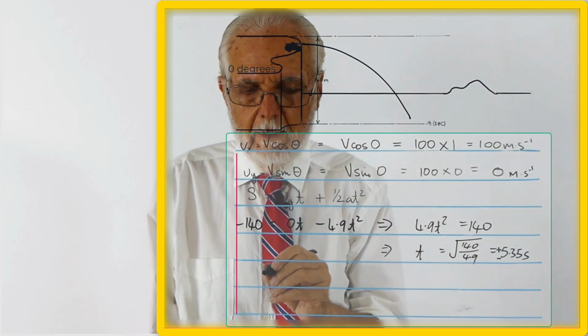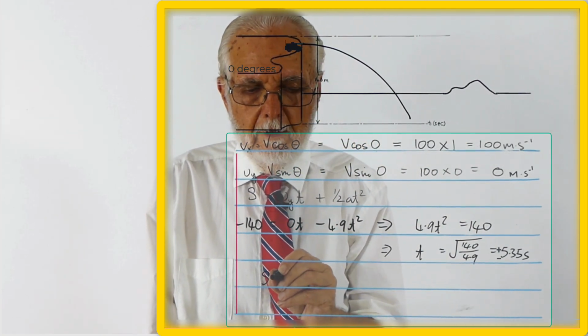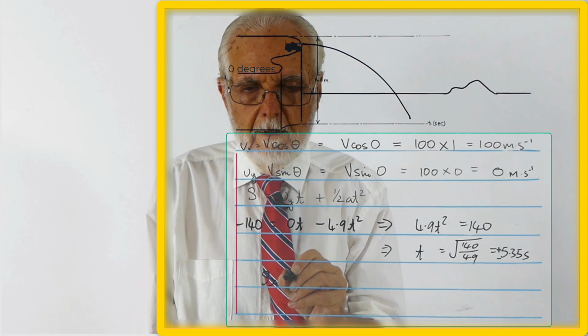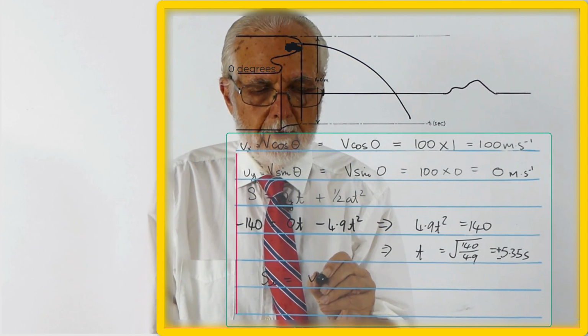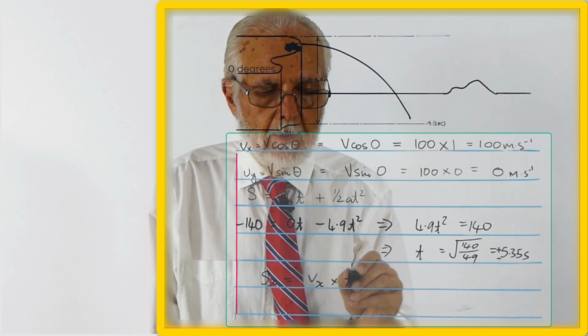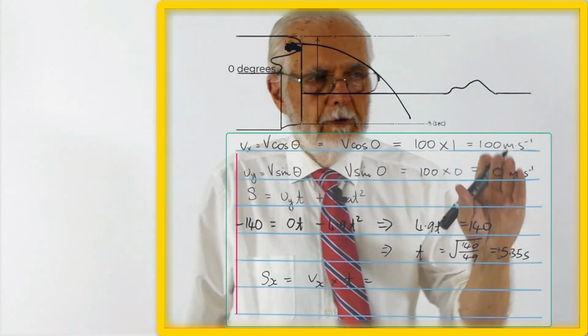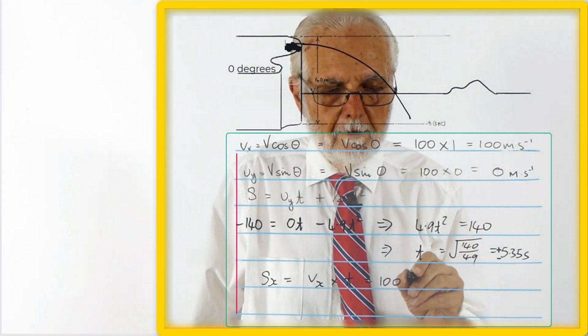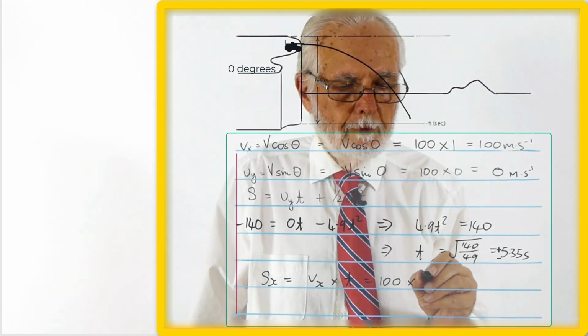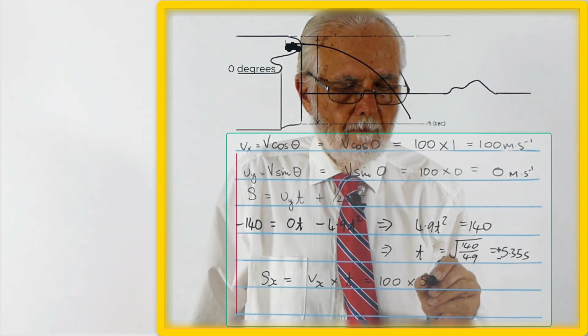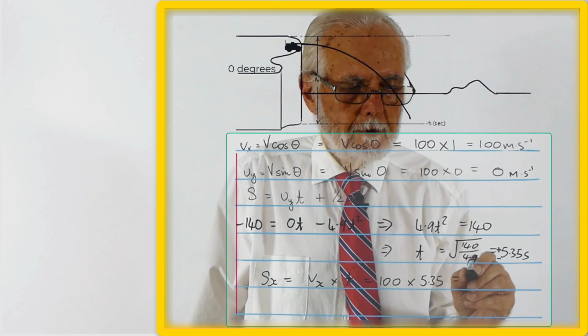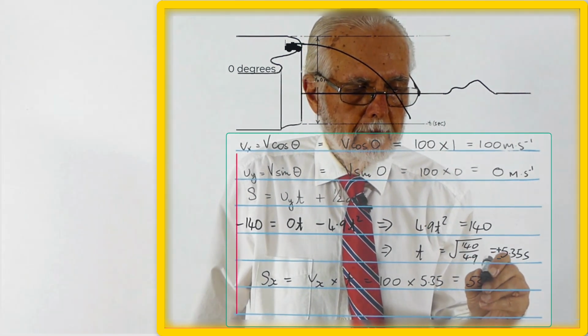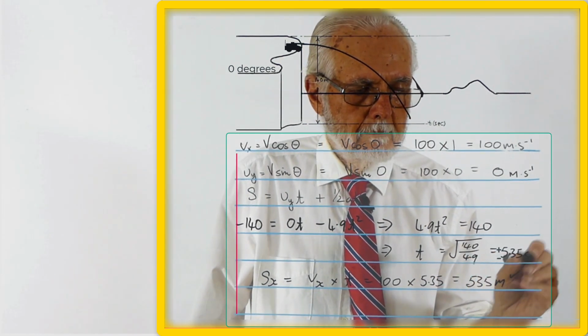So finally, we get the range Sx is going to be equal to Ux times t. Ux is 100 metres a second, so that's going to be 100 times 5.35 seconds, which is going to be 535 metres. Tick.